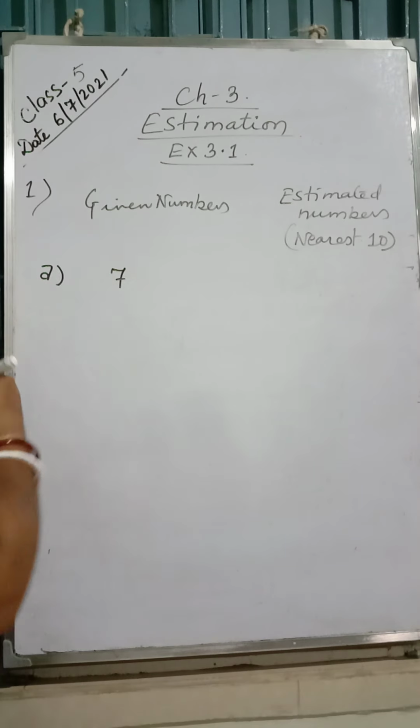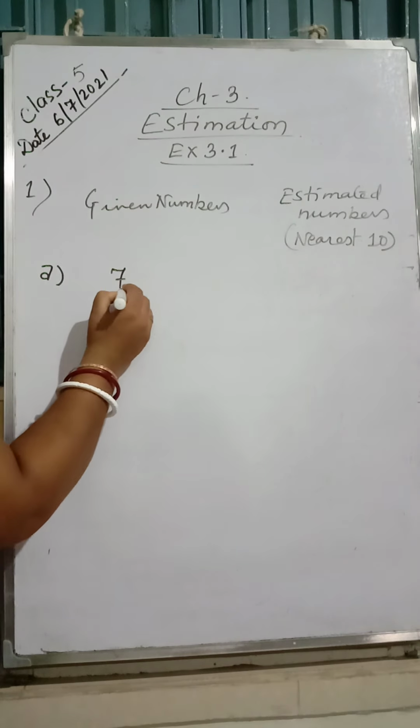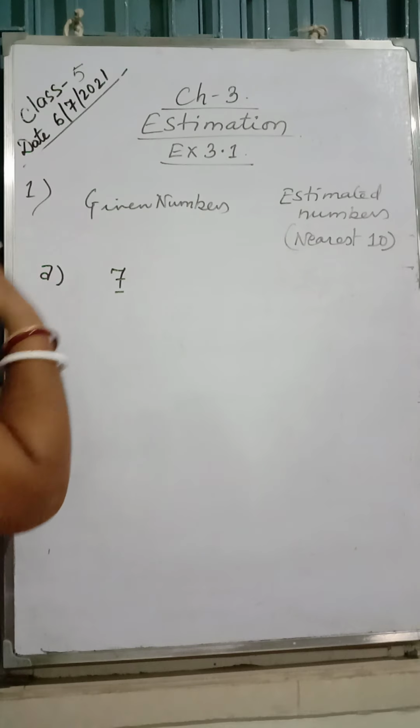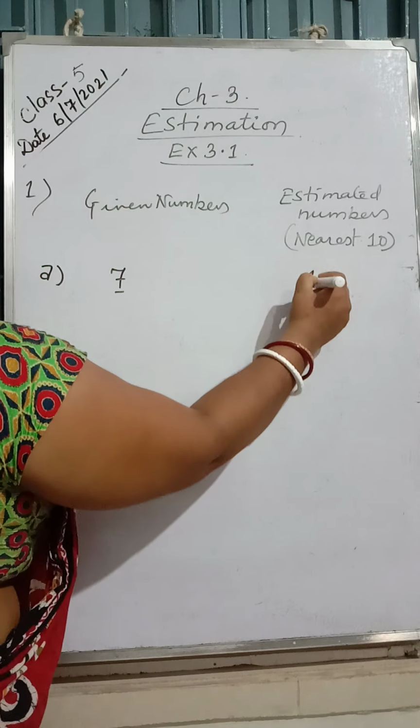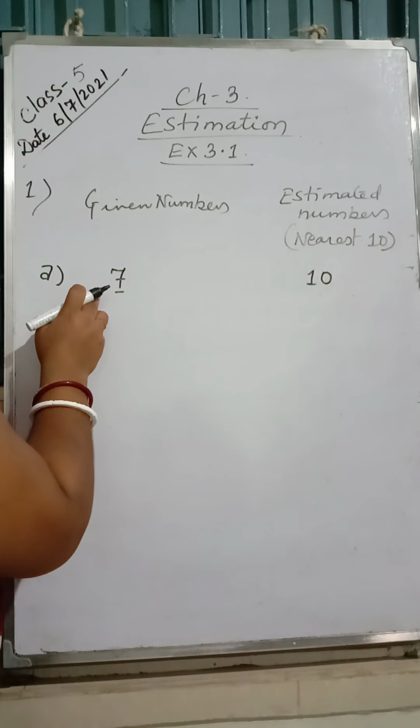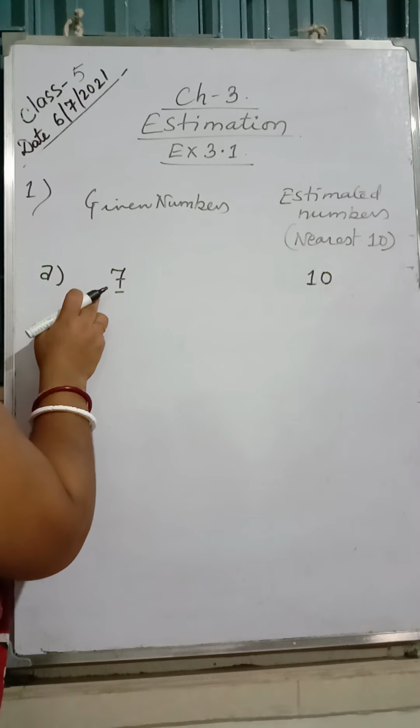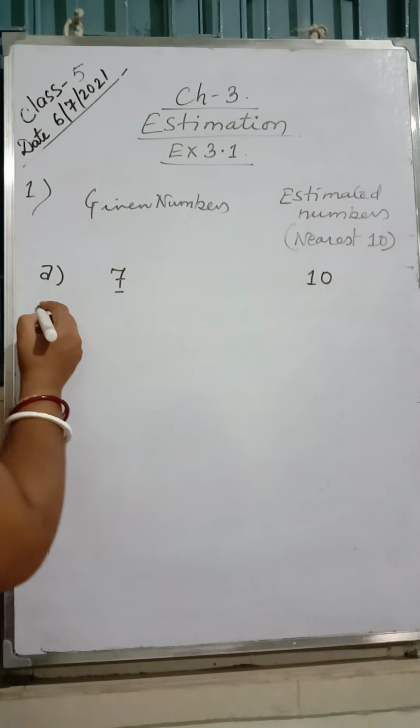Now the first number has only one digit, 7. So it is more than 5. So this would be rounded to 10 because we'll add 1 to the tens place. Nothing is there, so that will be 1, and for this 7 we'll give 0, making 10.